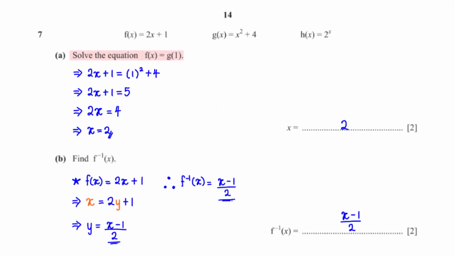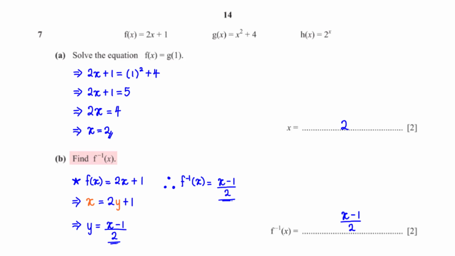Solve the equation f of x equals g of 1. We know f of x is 2x plus 1. To get g of 1, we replace x in g of x with 1. 1 squared plus 4 is 5. When we subtract 1 from both sides of the equation, we get 2x equals 4. When we divide both sides by 2, we get x equals 2.